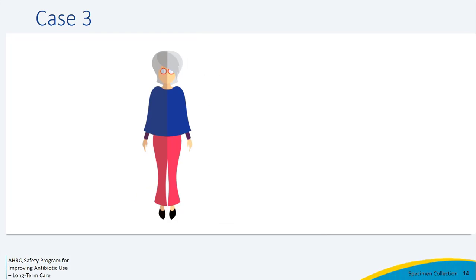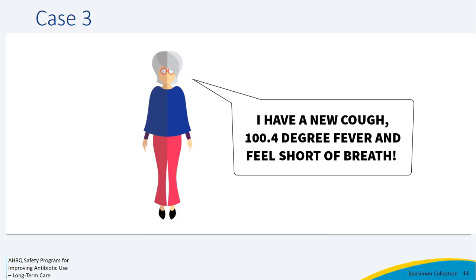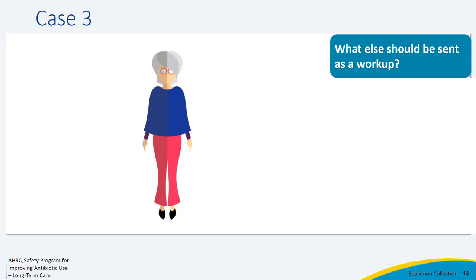Let's move on to discuss sample collection of respiratory cultures. One of the residents in your facility develops a new cough and a temperature elevation of 100.4 degrees Fahrenheit. She appears ill and reports being short of breath. Orders are placed to obtain a sputum sample and chest X-ray to evaluate for pneumonia. Before we move on to discuss the best way to obtain a sputum culture, what else do you think would be a good idea to send as part of the workup here?